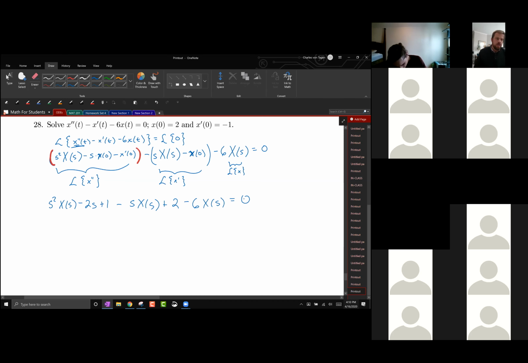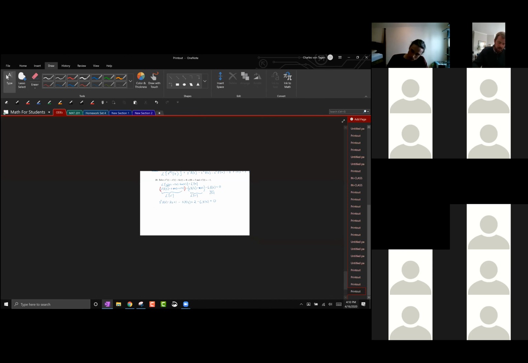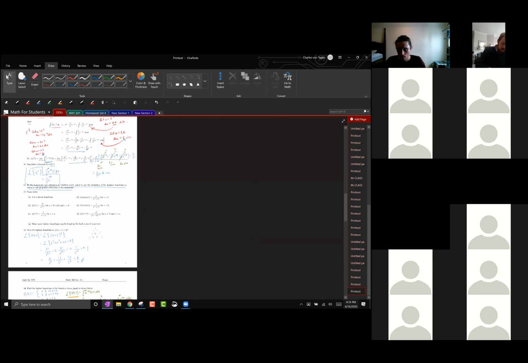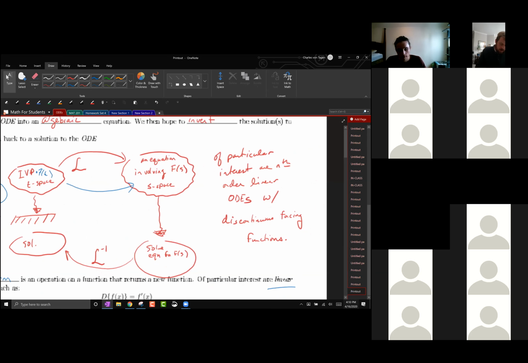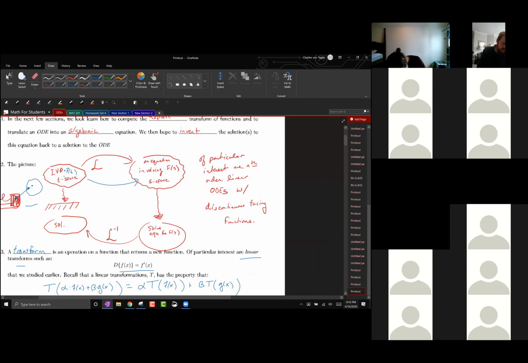Folks, what are we trying to do here? I'm going to take us back to the very first page where he said this was the idea. We take an IVP, that's what we started with. We moved it over into S space. That gave us an equation involving x of s. We're going to solve that equation for x of s, which will give us an expression in terms of just s, and then we're going to invert that back to t space with the inverse transform.